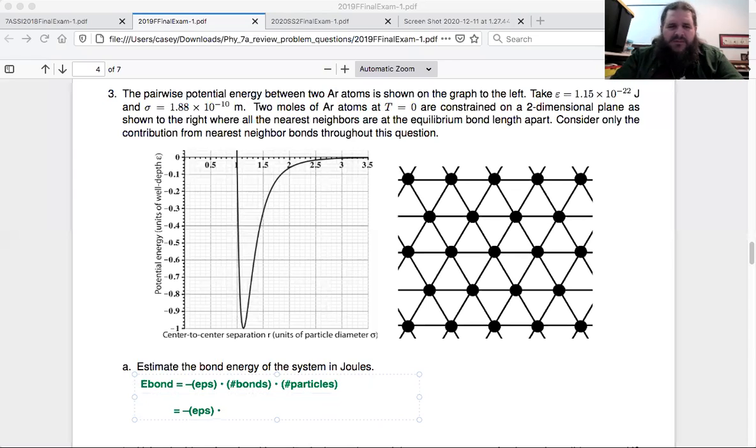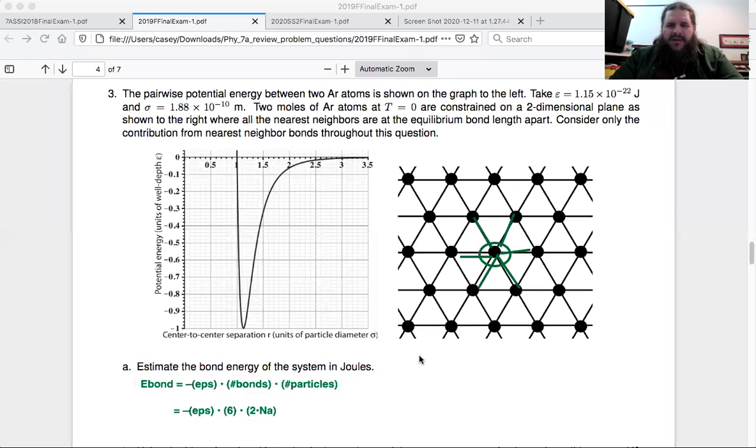Number of bonds. How many bonds per particle can we expect here? We just take a look at one particle. How many neighbors does it have? 6. Yeah, looks like that one particle has 6 nearest neighbors. Because if we just list them, we've got 1, 2, 3, 4, 5, 6 nearest neighbors. So that's definitely 6. And then number of particles, 2 times Avogadro's number.